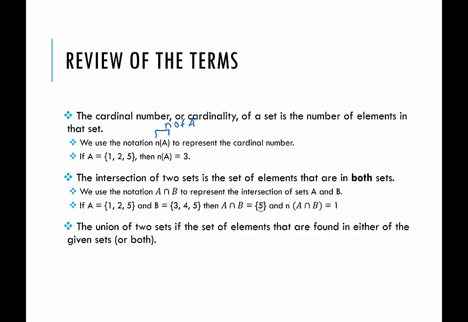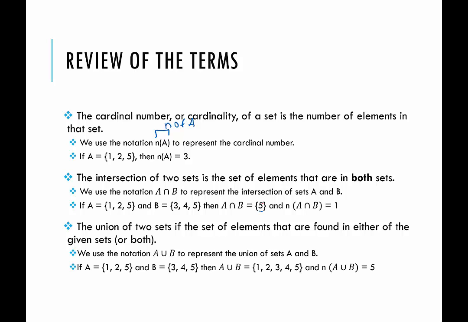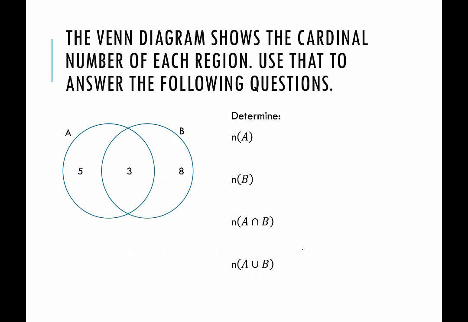The union of two sets is the set of elements that are found in either of the given sets, or if it's in both sets, that's okay too. For the notation, we say A union B to represent the union of sets A and B. If we look at those sets A and B, A union B would be 1, 2, 3, 4, 5, because those are all of the elements that are either found in set A or set B or both, and we would say that the cardinal number of the union is 5 because there are 5 elements in the union of the two sets.